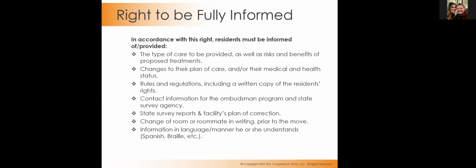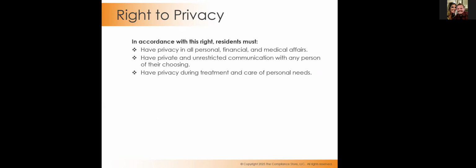Then we have change of roommate in writing. We are a single patient room facility at this particular location. In the future, we may have one with, who knows? But right now, this is 18 single patient rooms. And information in a language or manner he or she understands. Obviously, they have a right to privacy, which includes personal, financial, and medical affairs, unrestricted communication with any person of their choosing, and privacy during treatment and personal care needs.